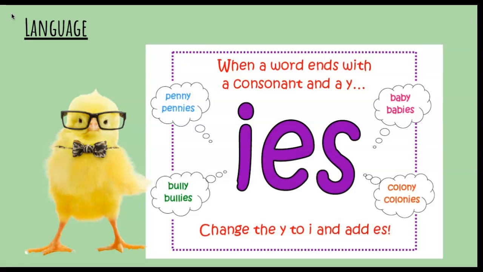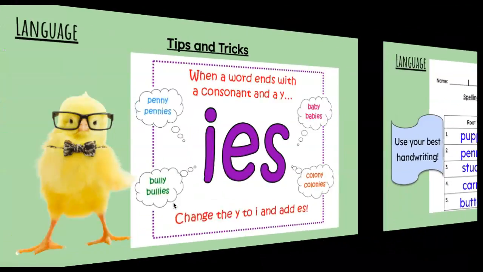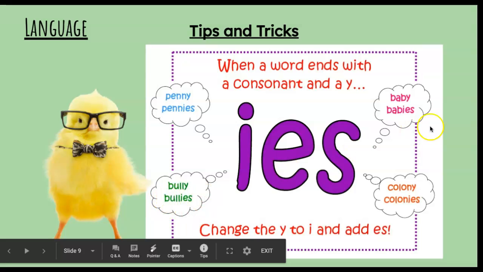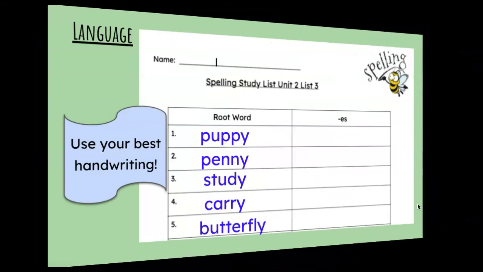When a word ends with a consonant and a Y, you have to change the Y to an I, and then you add ES. Notice the words around there. We have penny and pennies, bully, bullies, baby, babies, colony, colonies. So we change the Y to I, and then we add our suffix ES.